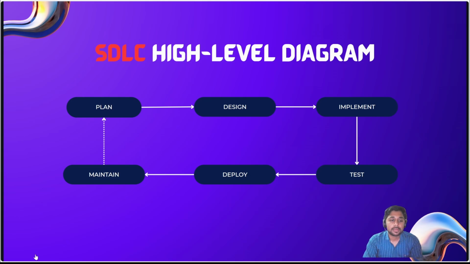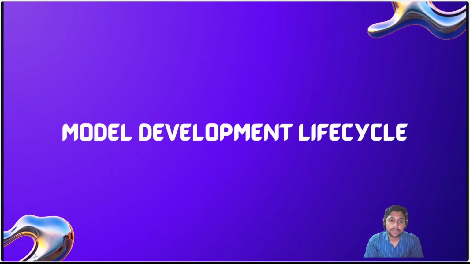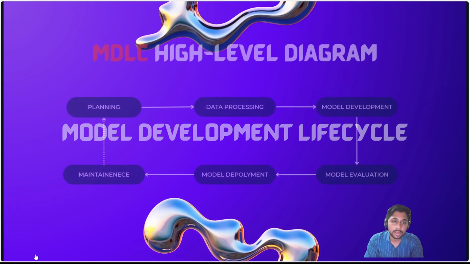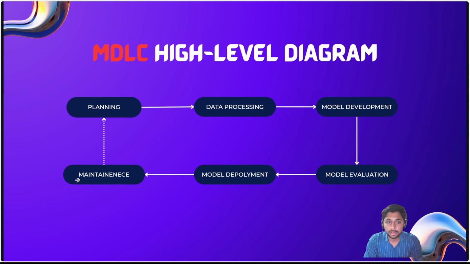Okay, great. So similarly, for model development, we have something called the model development lifecycle, which is also popularly known as MDLC, just as we have the software development lifecycle as SDLC. It has a similar kind of high level diagram. We have a planning phase, then a data processing phase, then a model development phase, a model evaluation phase, a model deployment phase, and there is a maintenance phase. So let me just give you a rough idea of what we do in each phase.